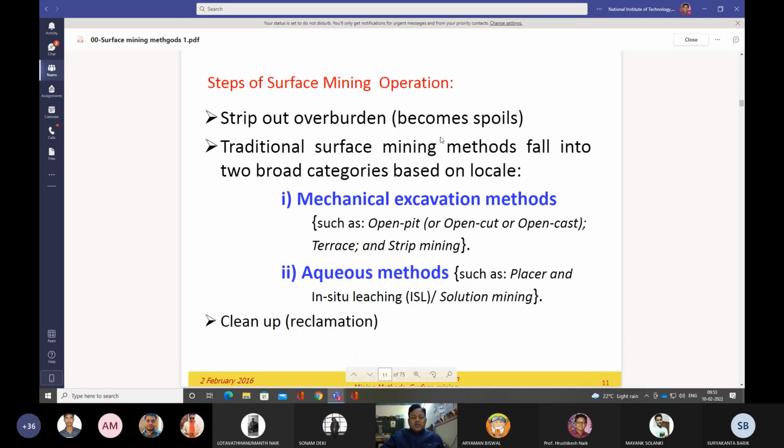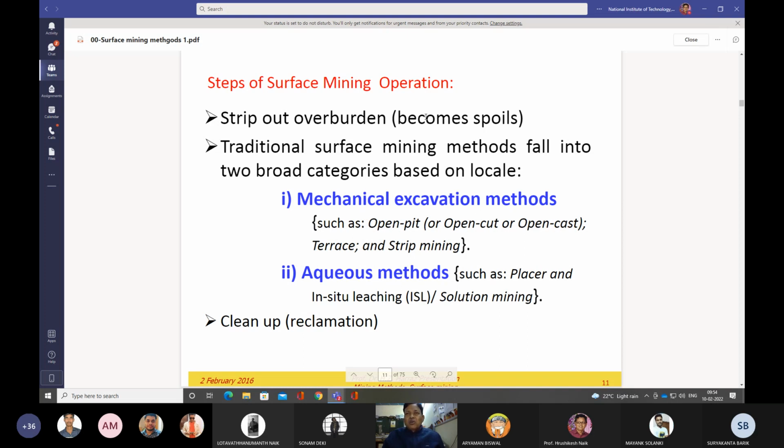So certain steps you have to carry out, steps of surface mining operation. Different steps you have to carry out, different steps involved in surface mining activities. So this class I will take tomorrow. Steps involved in surface mining operation. Tomorrow I will teach it.